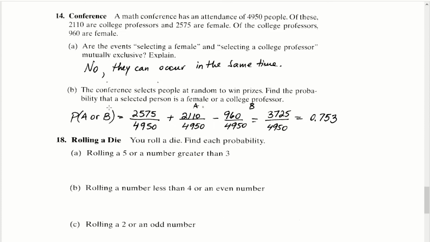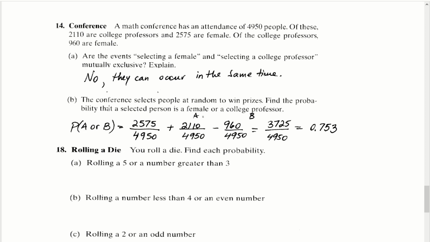We'll finish with one more example. Let's take a look at question number 14. This is a conference problem. Suppose we have a math conference that has an attendance of 4,950 people. Of these, 2,110 of them are college professors, and 2,575 of them are female. Furthermore, of all of the college professors, 960 are female.